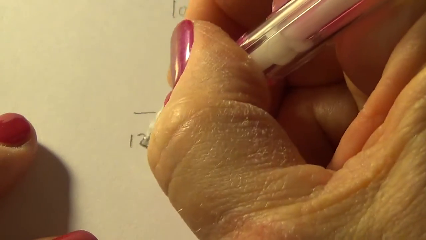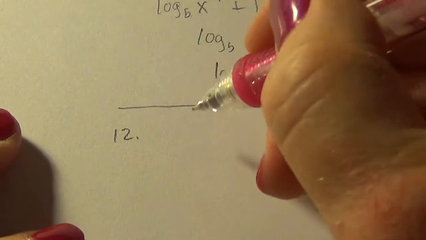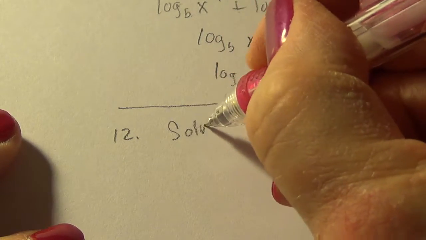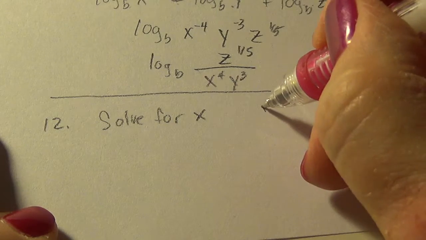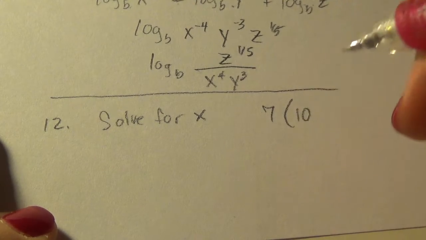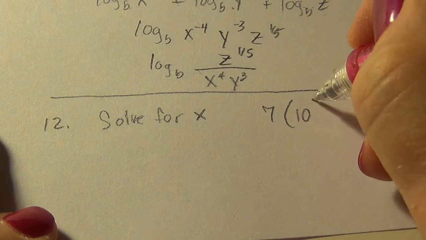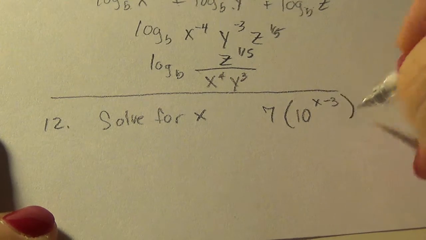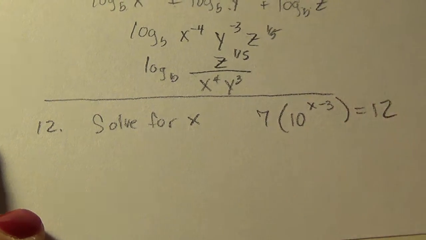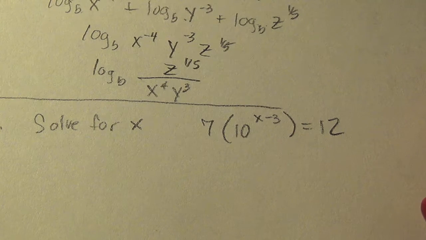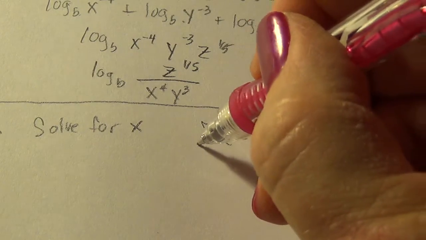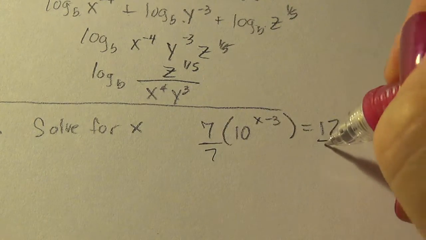On number 12, we are going to solve for x. And this is an equation where the unknown is in the exponent. So we're going to call this an exponential equation. Alright, the first step is to get the term with the exponent by itself. So I'm going to divide both sides by 7.